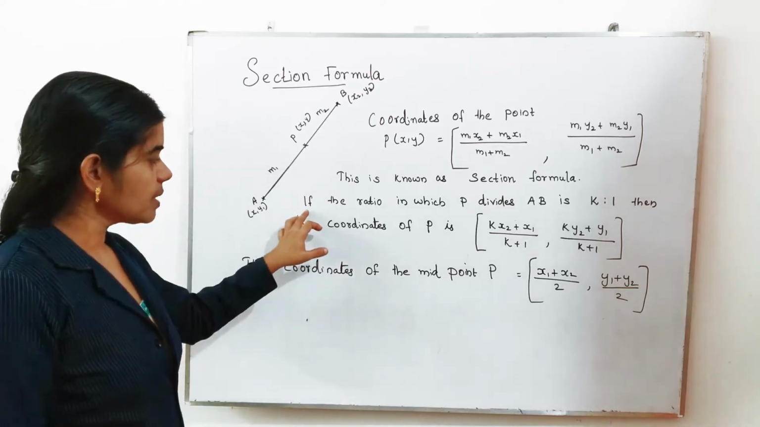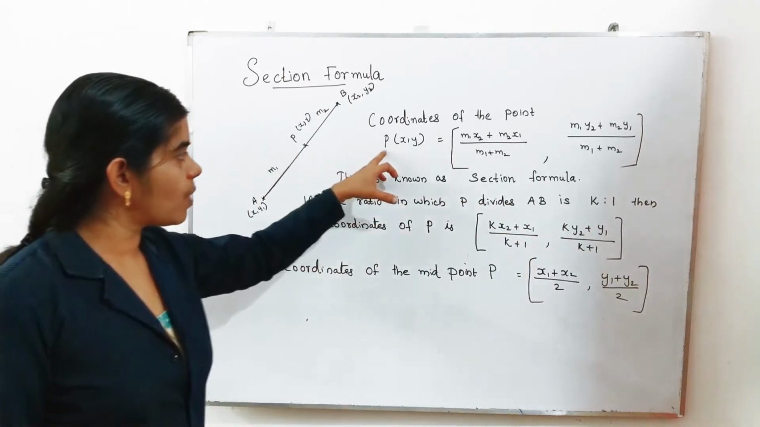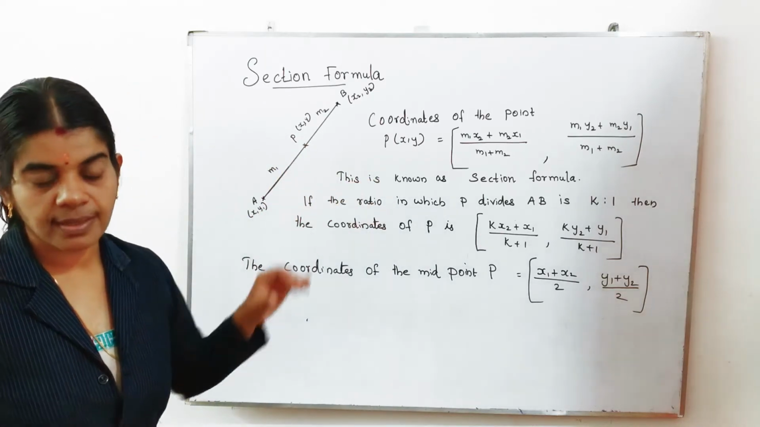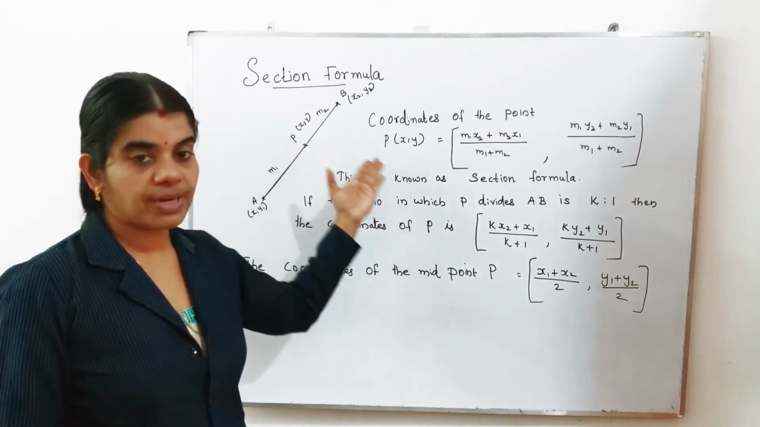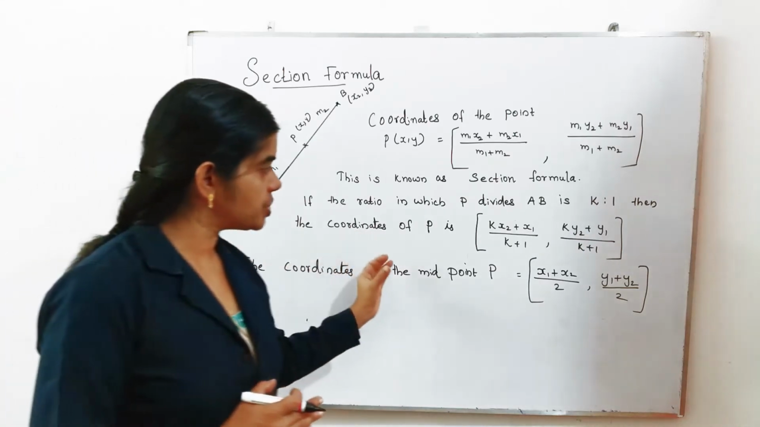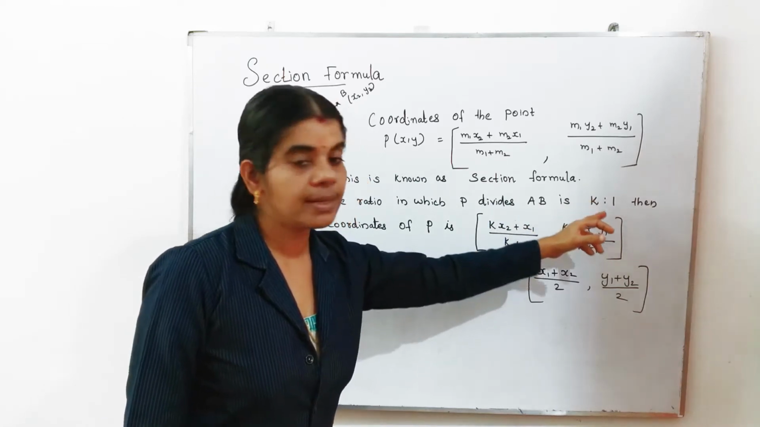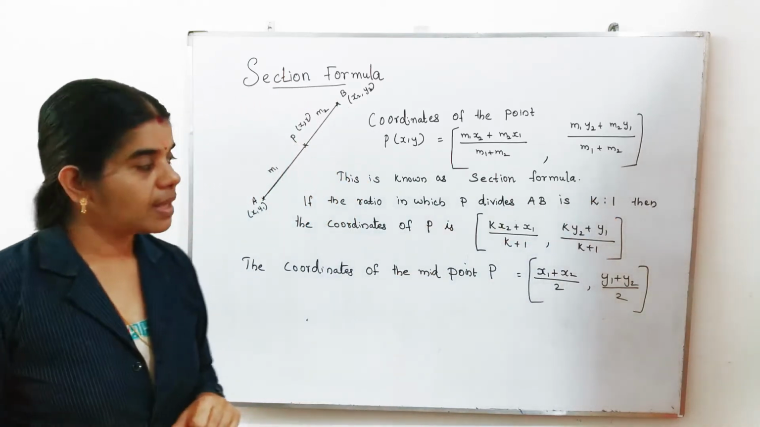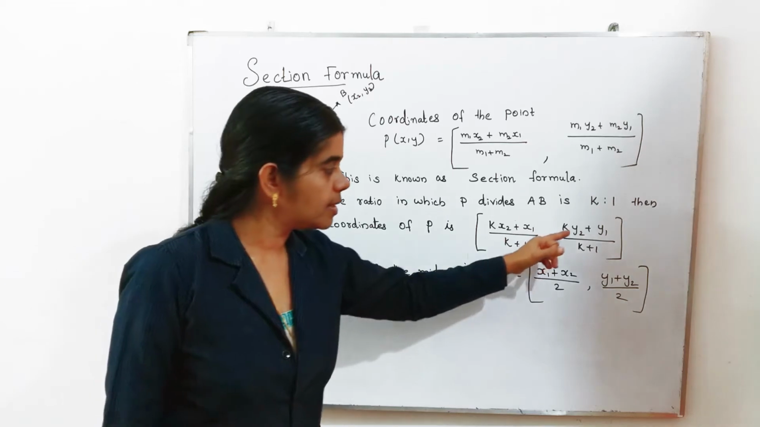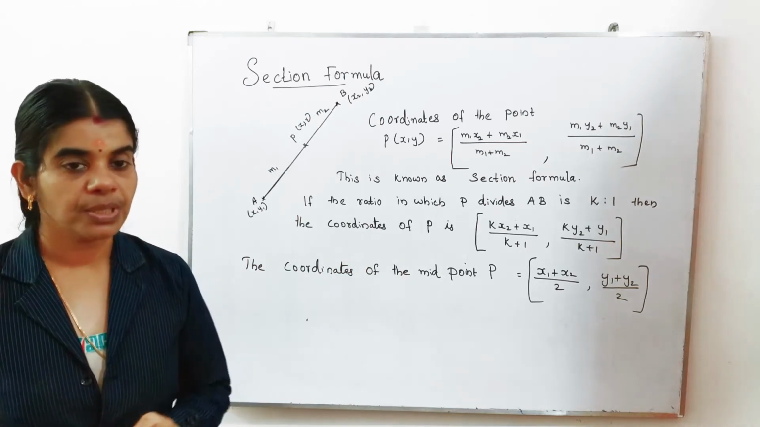Next one is, if the ratio in which P divides AB is k is to 1. Here we were finding the coordinates of the point P, that is x and y. Sometimes they will give the coordinates but ask you to find the ratio in which it is dividing. For finding the ratio, we use this formula. We suppose the ratio is k is to 1, and then the coordinates of the point P are (k x2 plus x1) divided by (k plus 1), and (k y2 plus y1) by (k plus 1). This formula we use for finding the ratio.